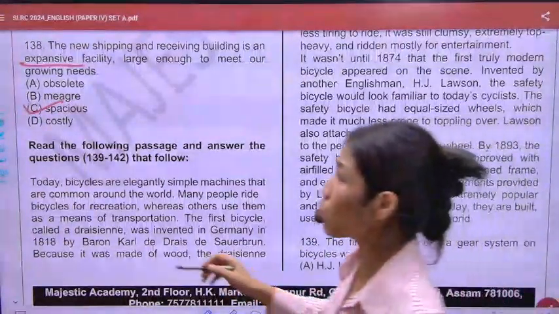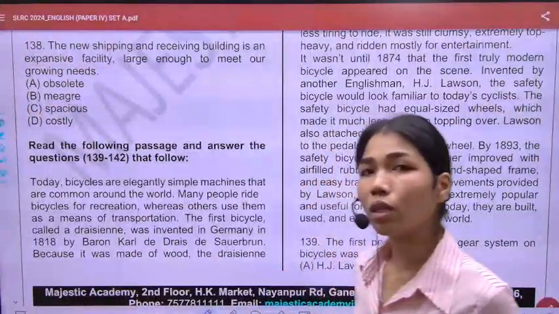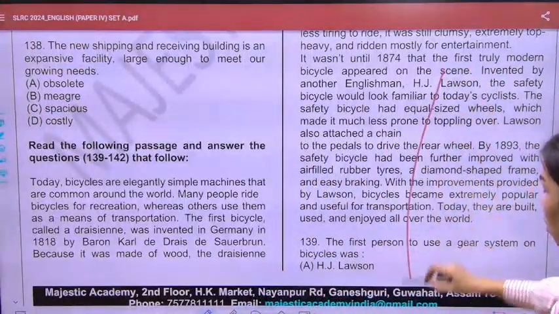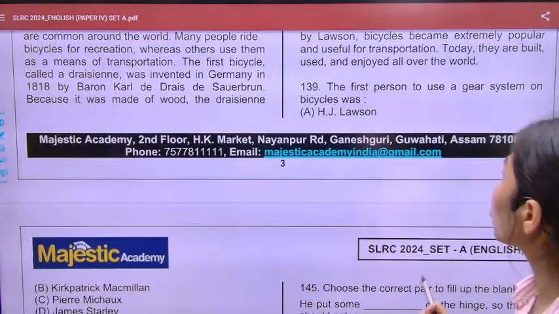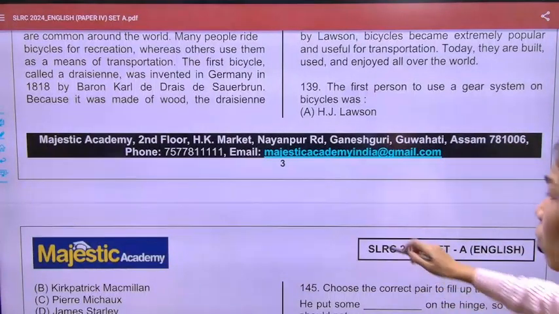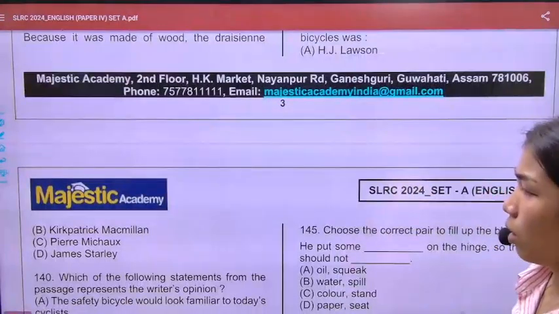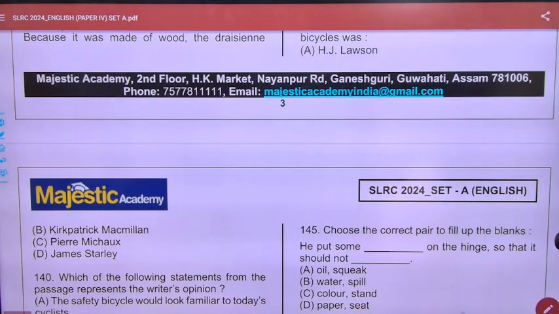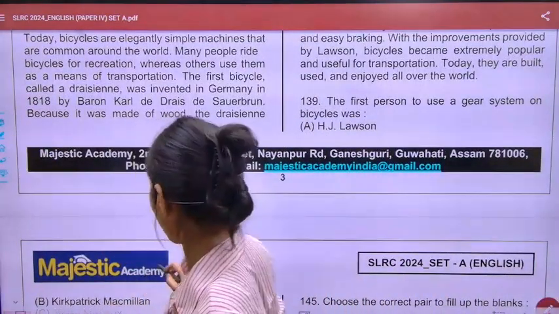Okay, we have another passage. They are talking about the evolution of the bicycle. So I will not read the passage again. We will directly go to the questions. Okay, so the passage is like this. And the first question says, the first person to use a gear system on the bicycle was. Options were H. J. Lawson, Kirkpatrick Macmillan, Pierre Michaux, and James Starley.